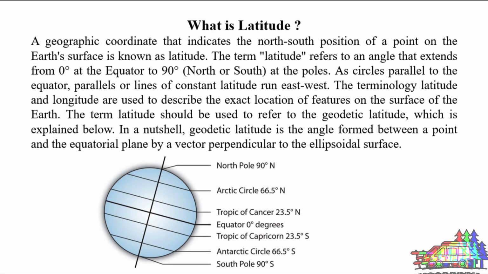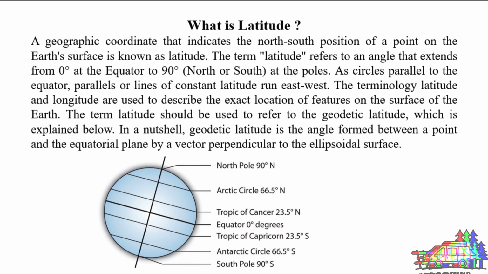What is latitude? Latitude is the geographic coordinate that indicates the north-south position of a point on the Earth's surface. The term latitude refers to an angle that extends from 0 degrees at the equator to 90 degrees, north or south, at the poles. As circles parallel to the equator, parallels or lines of constant latitude run east-west.